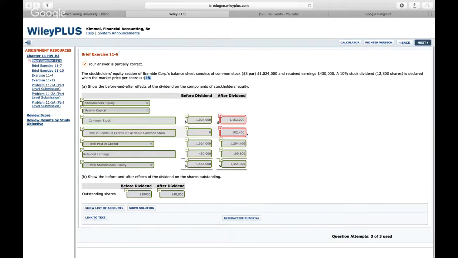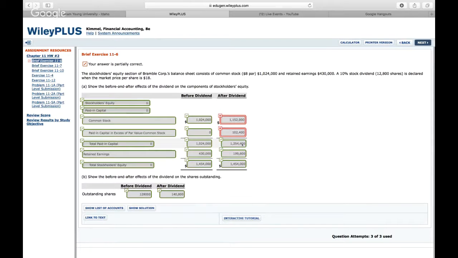230,400. Okay, so if we add 230,400 plus the 1,024,000, we should get a total of 1,254,400.